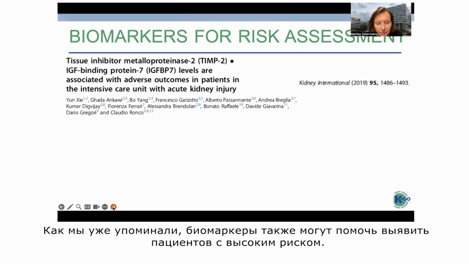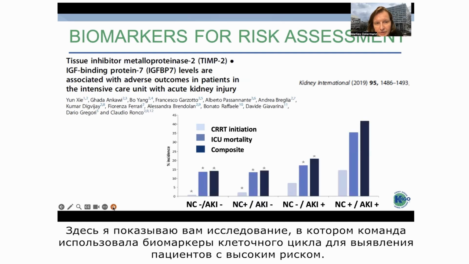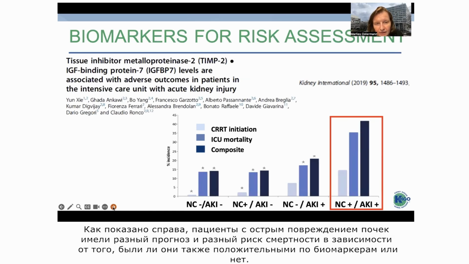As already mentioned, biomarkers may also help to identify high-risk patients. Here I show you a study where the team used cell cycle arrest biomarkers to identify high-risk patients. And again, as shown here on the right, patients with acute kidney injury had a different prognosis and different risk of mortality depending on whether they were also biomarker positive or not.